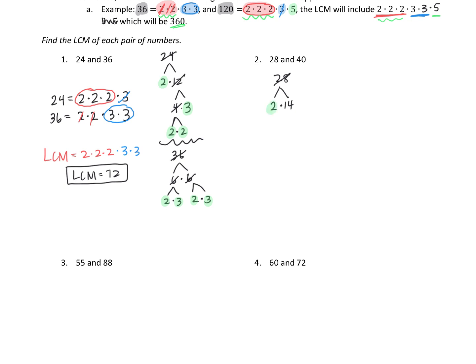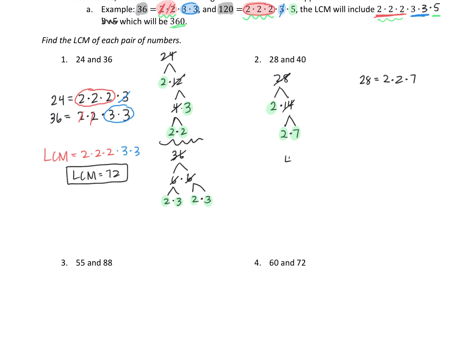14 can be broken down into 2 times 7. And 2 is prime, and so is 7. So that one is done. So we'll have 28 equals 2 times 2 times 7.